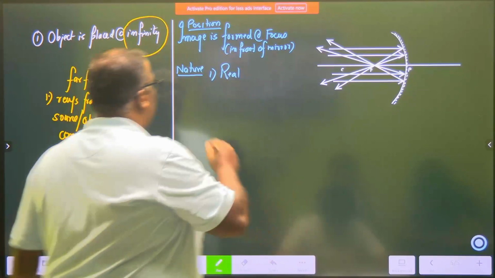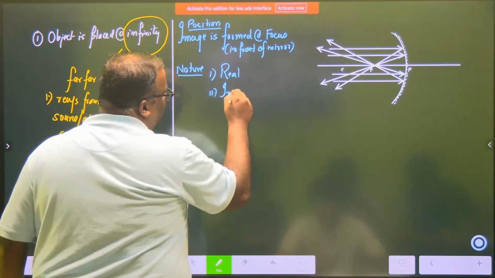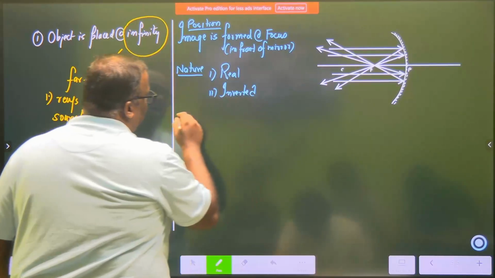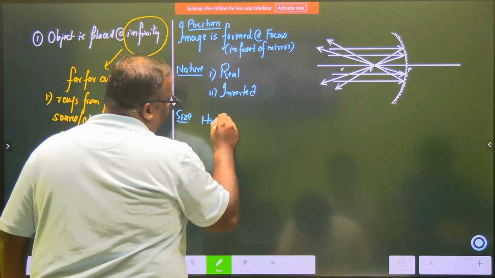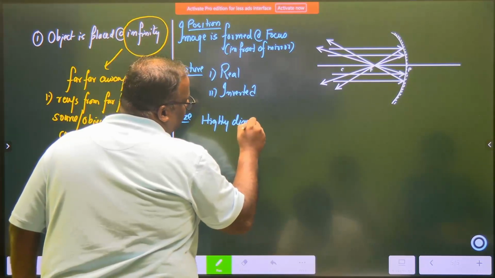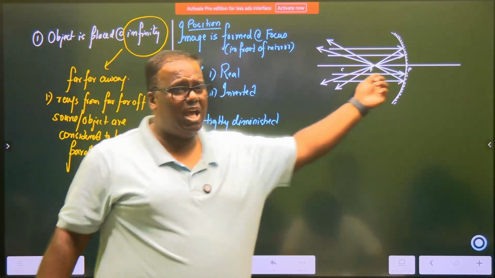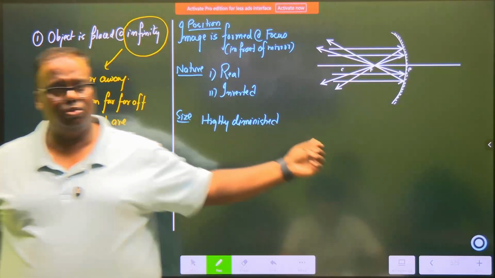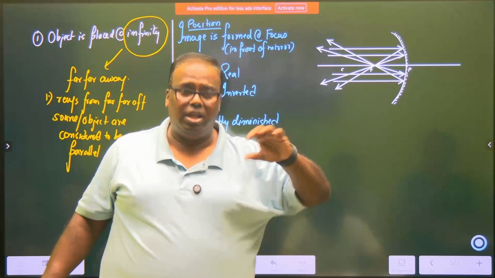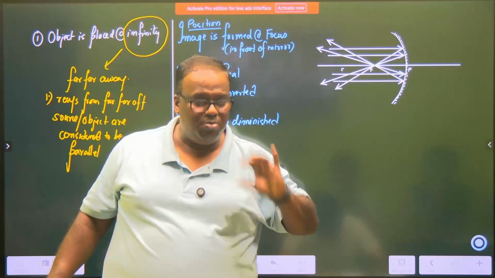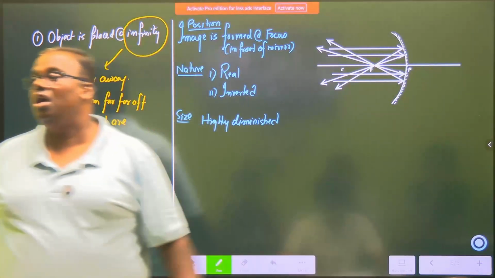So I'm coming back to size. I have not spoken on inverted. That I will see, though I'm writing inverted, and I'll explain why it is inverted. On size, I will say highly diminished. Because it was the sun which you have made as small as a point. Raghav, do you understand? Don't write that it is smaller than the object. Smaller is like your ID card photo. You can still make out who it is. This is not smaller. This is very small. So we use the word highly diminished.